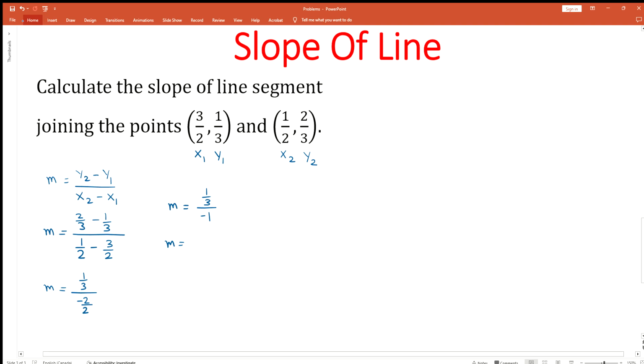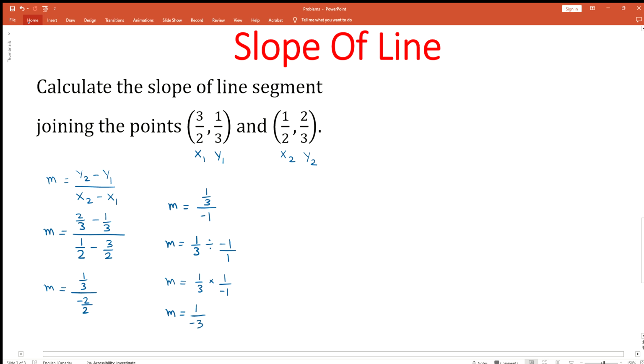Next, we can write this expression as a division statement. Next, we should change this division statement into a multiplication statement. The denominator of negative 1 is 1. We can write it as a multiplication statement by flipping the fraction negative 1 over 1 to 1 over negative 1. Now we can multiply the fractions. We should multiply the top terms and the bottom terms. 1 times 1 is 1. 3 times negative 1 is negative 3.